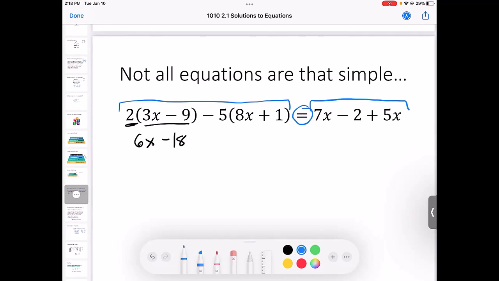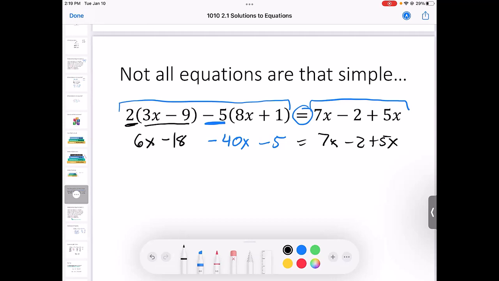And then on this one, technically this is subtracting 5 copies of 8x plus 1, but you can also think about it as negative 5 copies of 8x plus 1. And I think that's an easier way to look at it. So if I have negative 5 copies of 8x, that's going to be negative 40 x's. And if I have negative 5 copies of 1, that's going to be negative 5. And then that will be equal to the 7x minus 2 plus 5x. Is everybody good with how I simplified that?